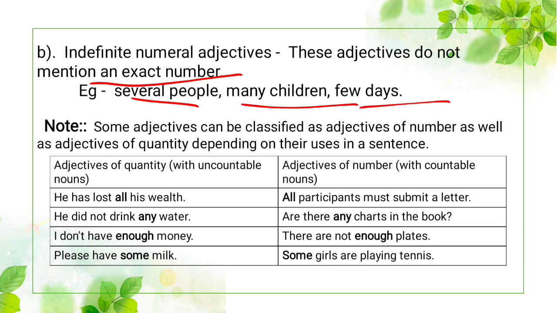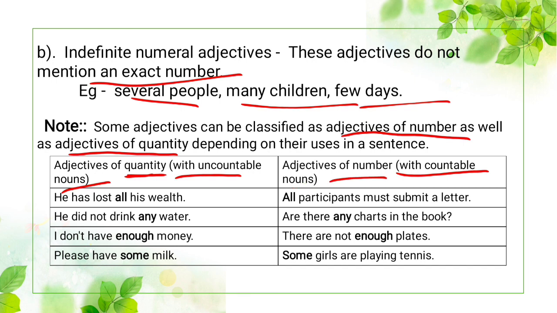Some adjectives can be classified as adjectives of number as well as adjectives of quantity depending on their uses in a sentence. So it means that an adjective can be classified as adjective of number and it can also be classified as adjective of quantity depending on the usage in a sentence. So when an adjective is used with uncountable nouns in a sentence, then it is classified as adjective of quantity. But when the adjective is used with countable nouns, it is classified as adjective of numbers.